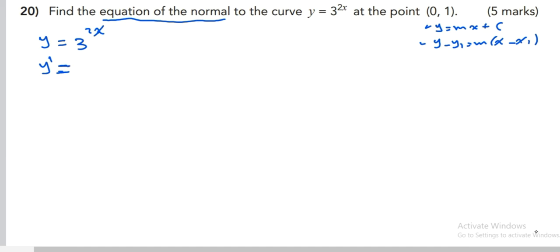Here, this is an exponential function, but the base is not e. If the base is e, we have two parts for the differentiation: the function multiplied by the differentiation of the power. If it's a number, otherwise e, there are three parts. The first part, write the same function. Sorry, it's not e, it's 3. Write the same function. Multiply by the differentiation of the power. It's 2. And here this part, ln of the base.